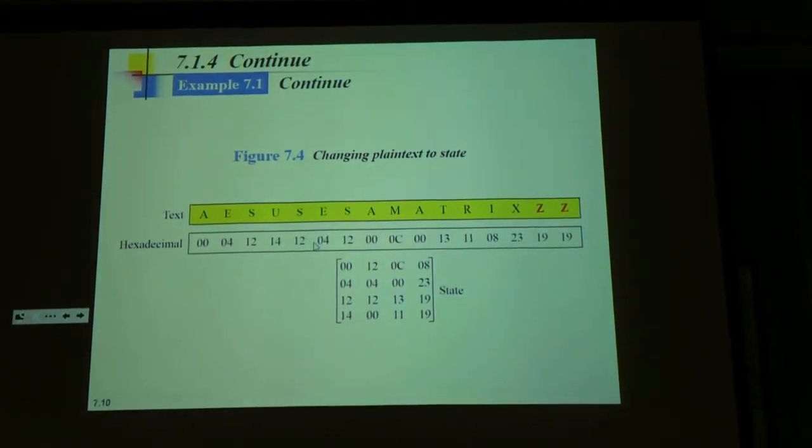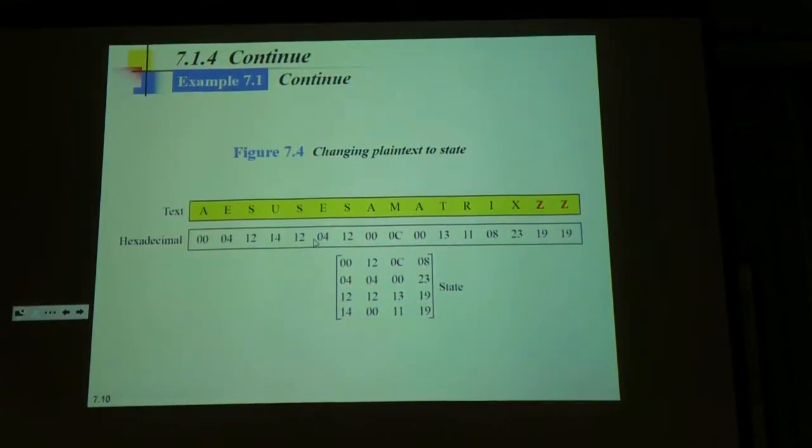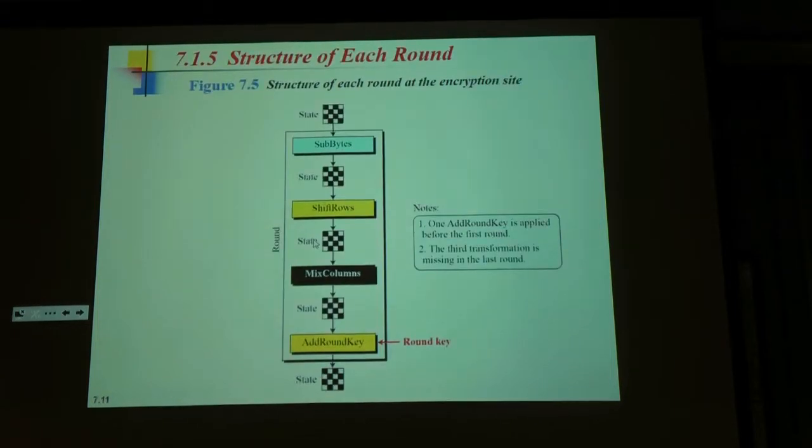A block. The block has to have how many bytes? 16. Unfortunately, we are short 2, so what do we have to do? Padding 2. Alright? So you convert them to hexadecimal. So how do you do it? You put 0, 0, 0, 4, 12, 14, and then you go to the next 4 here, the next 4 here, and here. Very easy how to convert from block to state and vice versa.